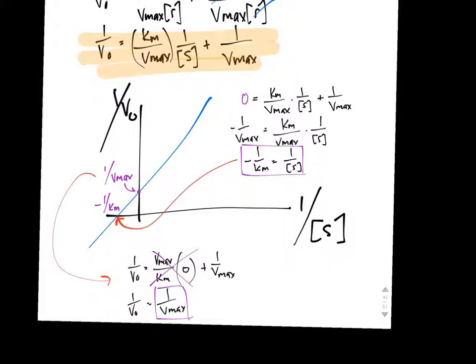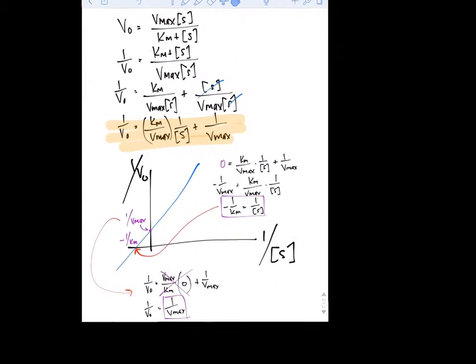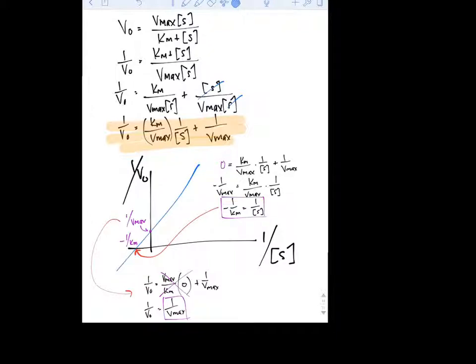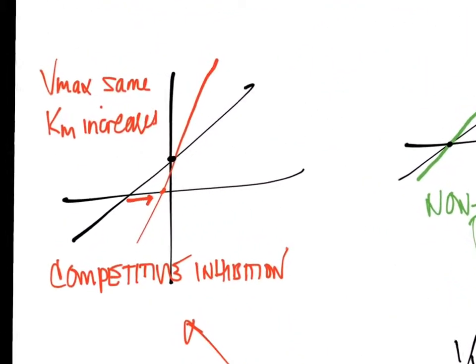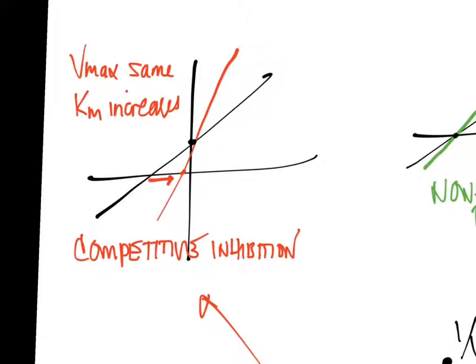So chew on that for a little bit. All this gets you are these two points right here. Okay, now we're going to take it one step further. The whole point of this is to be able to talk about inhibition, right? So check this out. You have competitive inhibition where the Vmax stays the same, but the Km changes. So the slope changes in a specific way, and you should be able to recognize that.